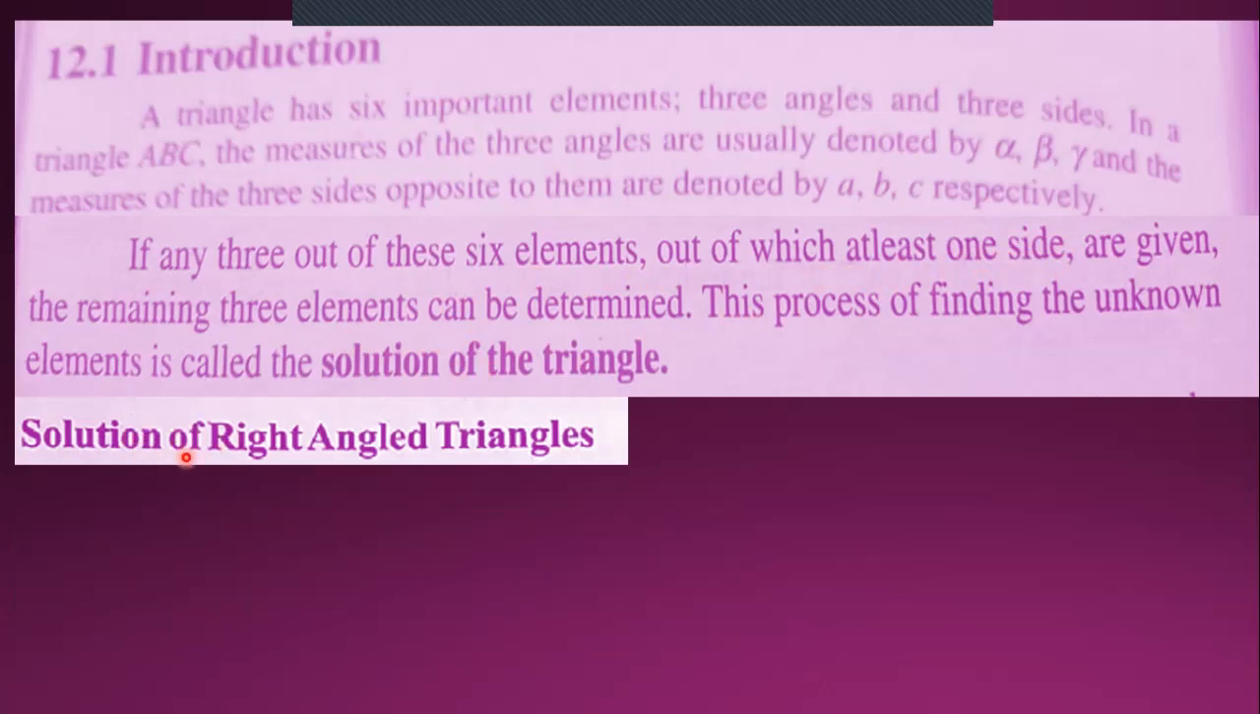Now we need to see the solution of right angle triangle, because in exercise 12.2 and 12.3, our concern is to solve a right angle triangle. And it is very much easy to solve a right angle triangle, because in right angle triangle, by representing the sides base, perpendicular, and hypotenuse, we can find the unknown sides and angles very easily by applying the trigonometric functions, because trigonometric functions can be applied only on the angles and sides of our right angle triangle.